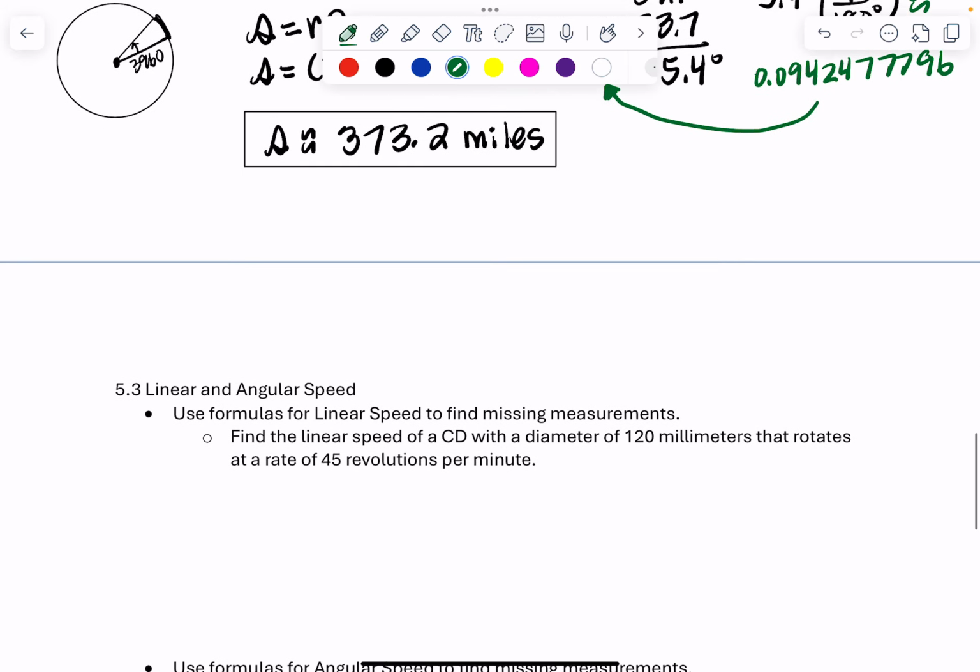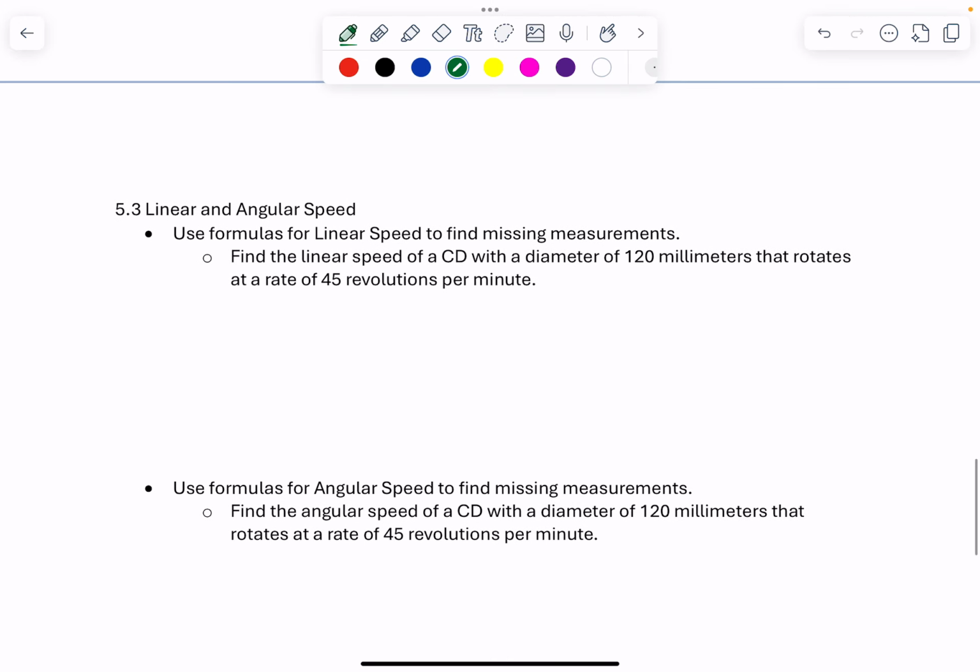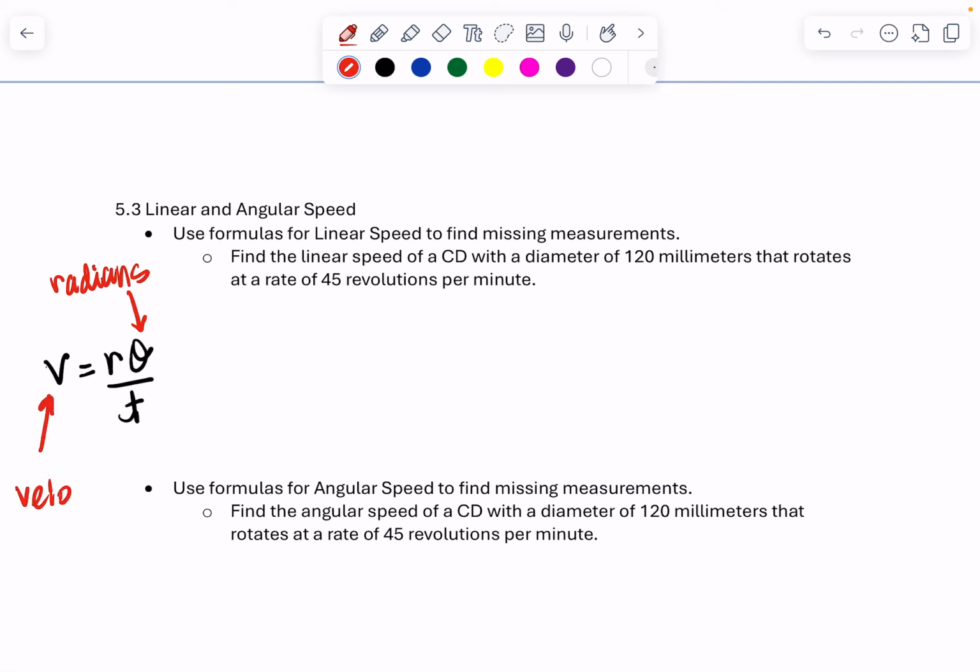All right, let's look at the last section, linear and angular speed. Okay, so this hopefully isn't too traumatic for you, but on these, you just have to know the linear speed formula and the angular speed formula. So you're going to have to memorize them, okay? So V is like velocity, which is linear speed, and it's r theta over time. And again, theta needs to be in radians, just like before. So that must be in radians. That's not changing, okay? You can think velocity, which is your linear speed.